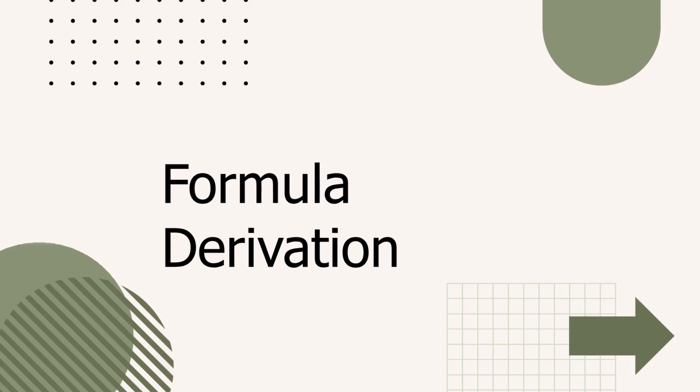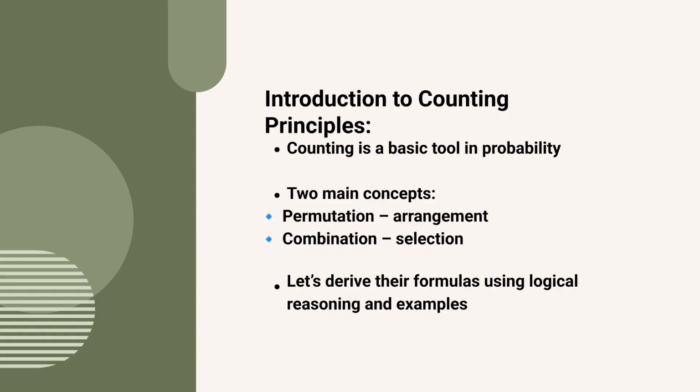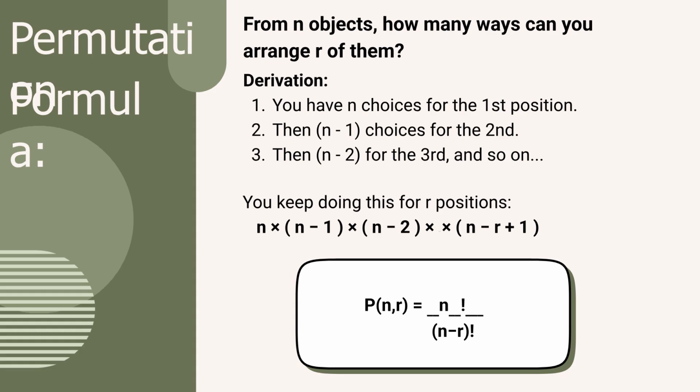Next, we will explore the derivation of the formulas for permutation and combination. Counting is a basic tool in probability. We will derive the formulas for permutation, which is arrangement, and combination, which is selection, using logical reasoning. To derive the permutation formula for arranging r objects from n, we start with n choices, then n minus 1, and so on. This leads to the formula P(n, r) equals n factorial over (n minus r) factorial.